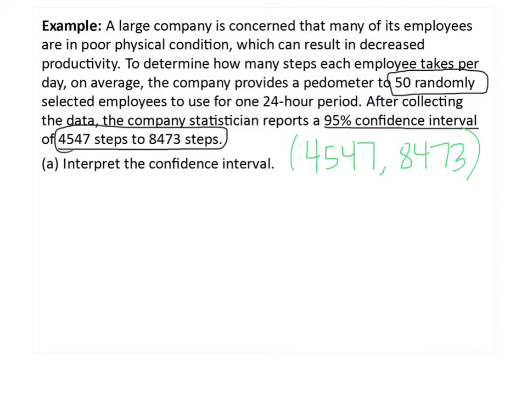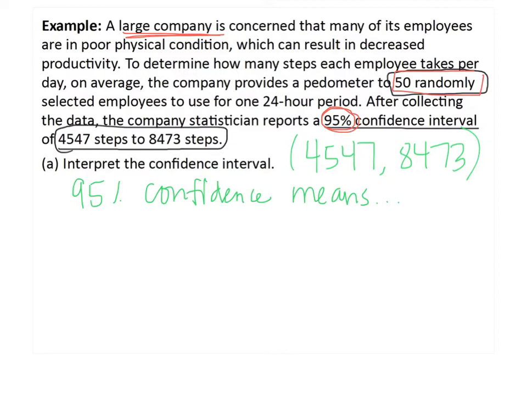Well, if I think about interpreting the confidence interval, we have a couple ways to do it. The first way that we talked about is 95% confidence means, and then we said that if we take many samples of the same size from the same population, meaning if I took many samples of 50 from this same large company population, so I kept taking different samples of 50, took 50 more, took another sample of 50 more, about 95% of those samples would contain the true average steps the company takes. So if I were to write that out, it would say this.